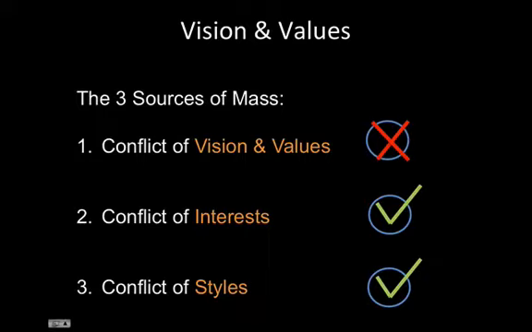Now, just like a conflict of interest, a conflict of styles can be harnessed in such a way that it leads to better decisions that get implemented more quickly. And I'm going to show you how to do that. So these are the three sources of mass in an organization, and two of them are negotiable. They actually can be harnessed so that conflict becomes constructive. But a conflict of vision and values, you simply cannot allow it in the organization. If there is a conflict of vision and values, the only option ultimately is to split the organization.